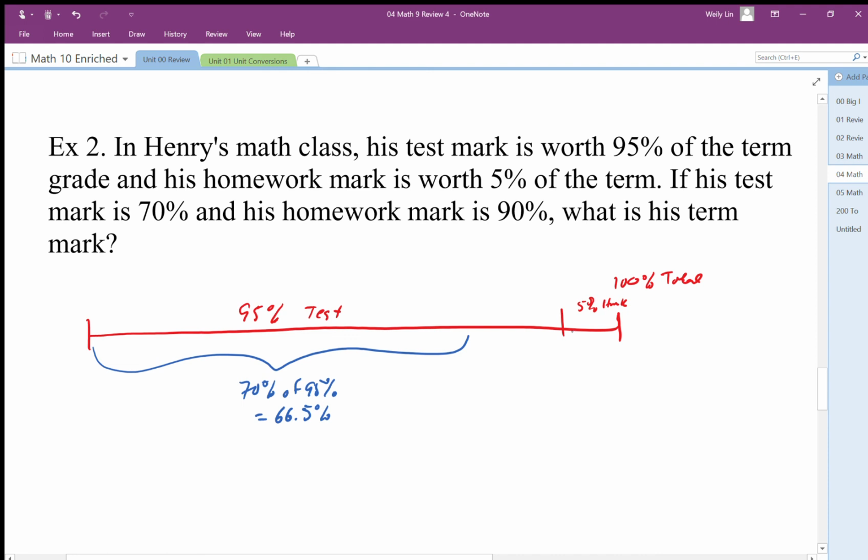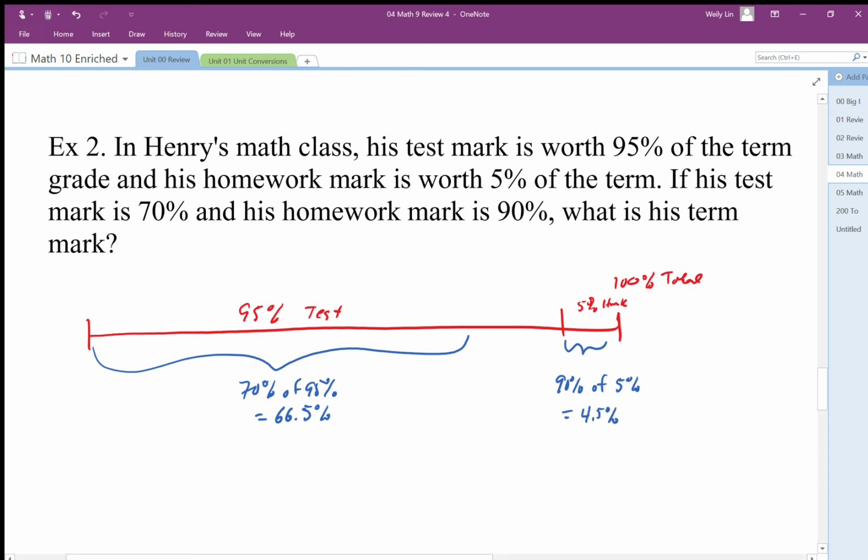And of the 5%, we know that he got 90%. So we want 90% of the 5%. If we want 90% of 5%, we just do 5% times 90%, and that's going to give us 4.5%.